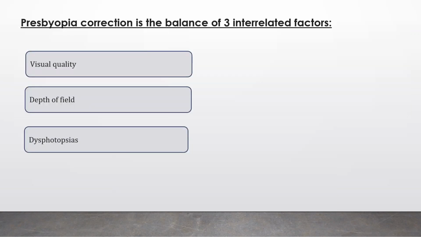Presbyopia correction is the balance of three interrelated factors: visual image quality, the depth of field, and the dysphotopsias.